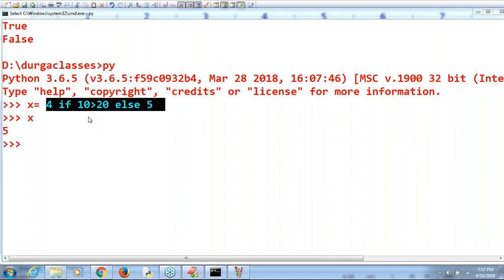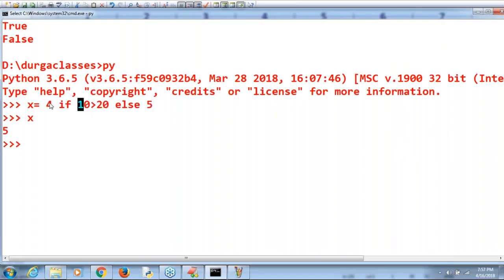Sir, 4 is the answer? No. Just observe: 4 if 10 greater than 20. Is 10 greater than 20? No. If 10 is greater than 20, then 4 is the answer, else 5 is the answer. Remember, this condition fails. If this condition fails, then this is the value, else this is the value. That's why we are going to get 5 as the output.